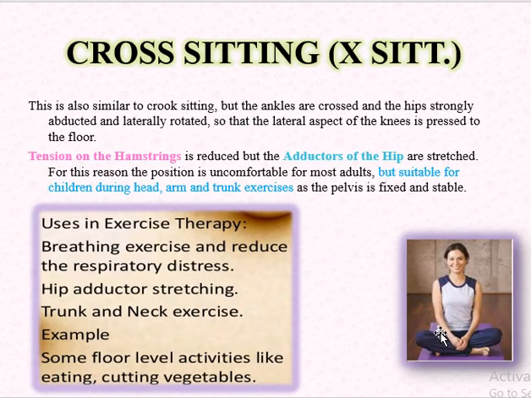Cross sitting. Look at this. This is also similar to crook sitting, but the ankles are crossed and the hips are strongly abducted and laterally rotated so that the lateral aspect of the knees is pressed to the floor. Tension on the hamstrings is reduced, but the adductors of the hip are stretched. For this reason, the position is uncomfortable for most adults, but suitable for children during head, arm, and trunk exercises, as the pelvis is fixed and stable.